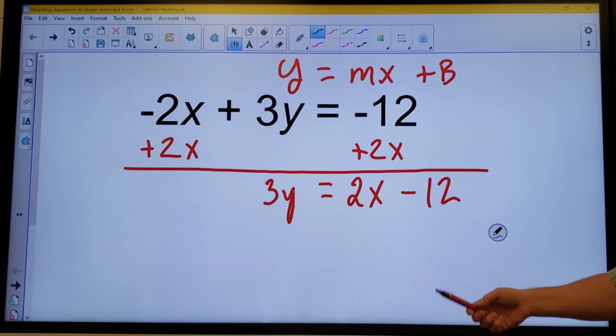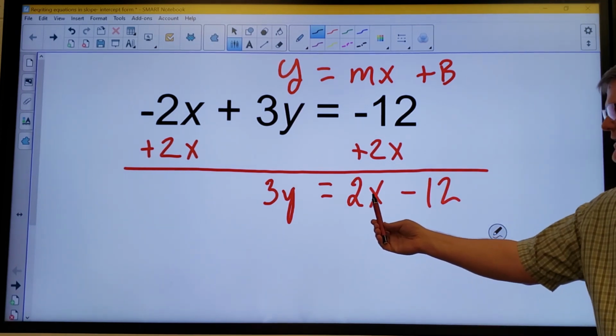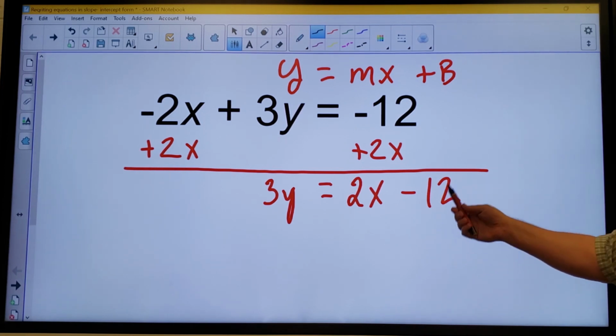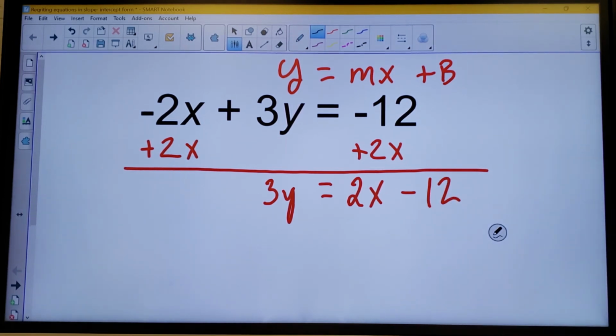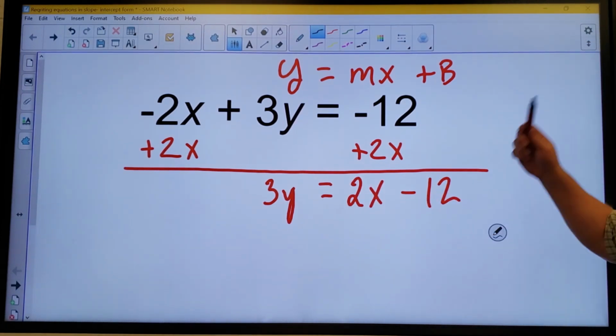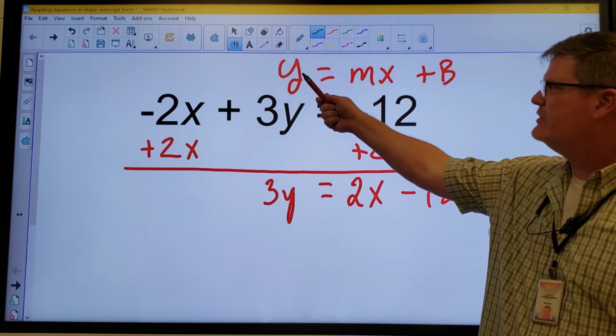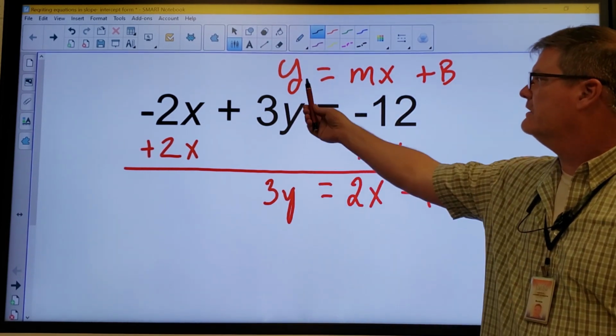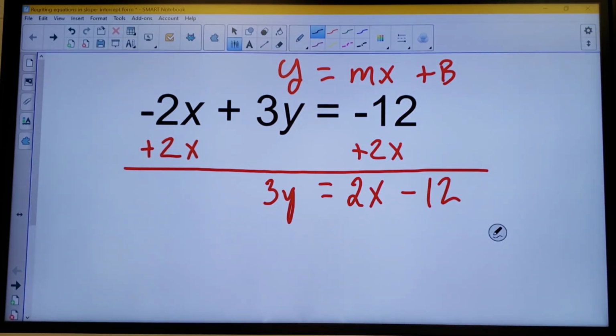Now, as you remember, we cannot add or subtract these two things together because they don't have the same variable. They are not like terms. Okay. Now, we're almost in slope-intercept form, but now we ask ourselves, I'm supposed to have just a y here. So I need to get rid of that 3 to make it look like y equals mx plus b.